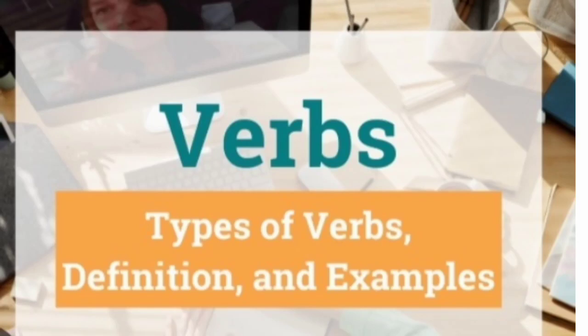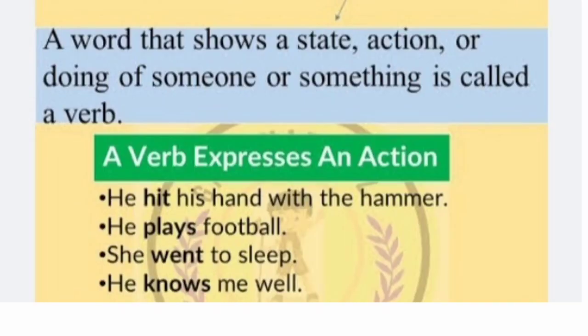This video is about verbs, types of verbs, along with the examples. A word that shows a state, action, or doing of someone or something is called a verb. A verb expresses an action.